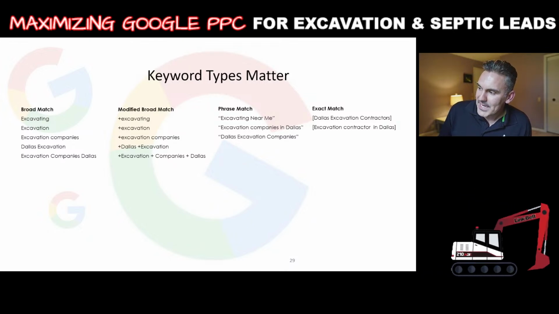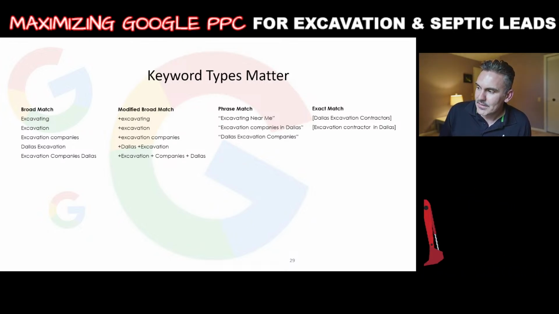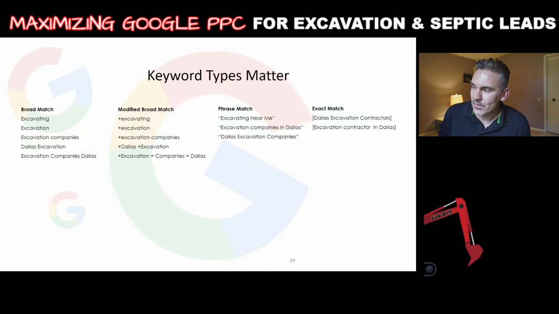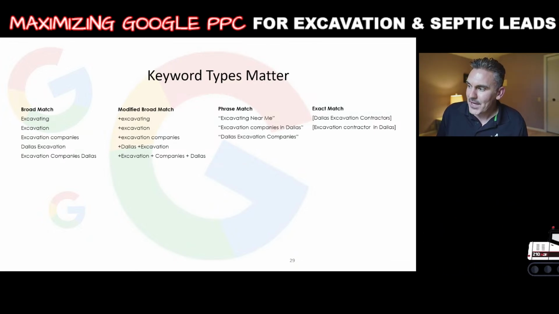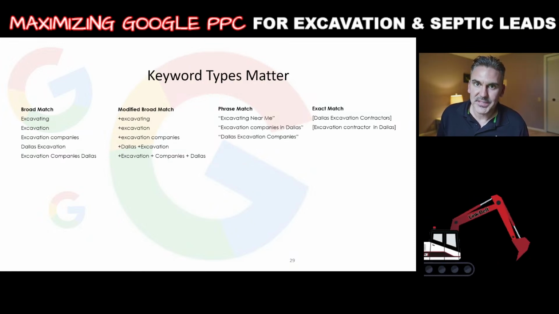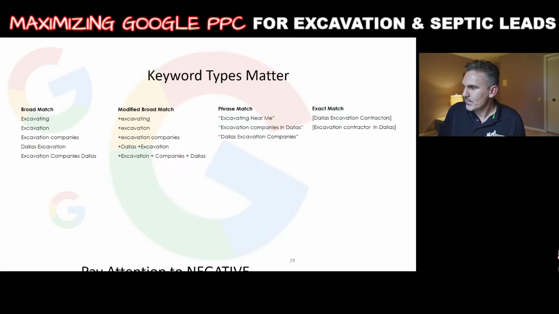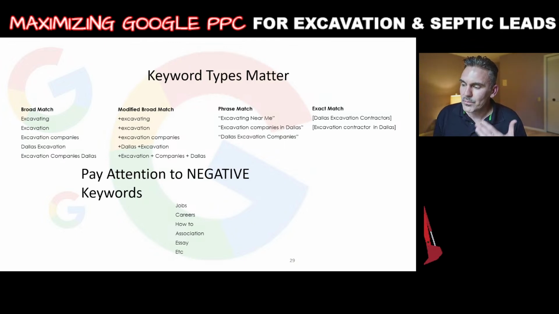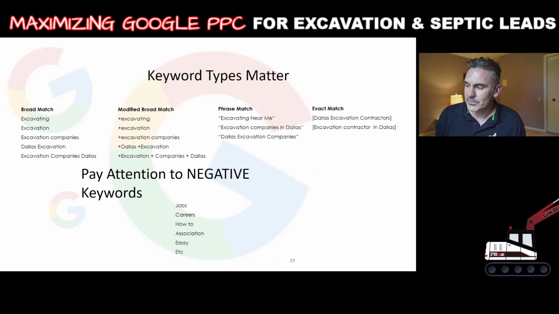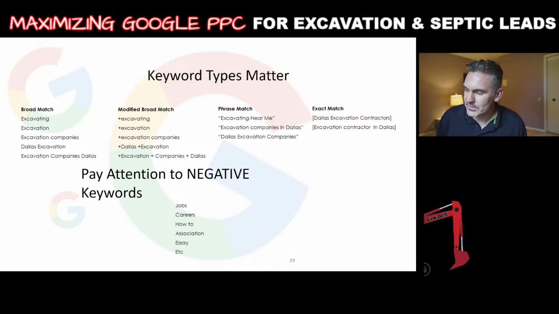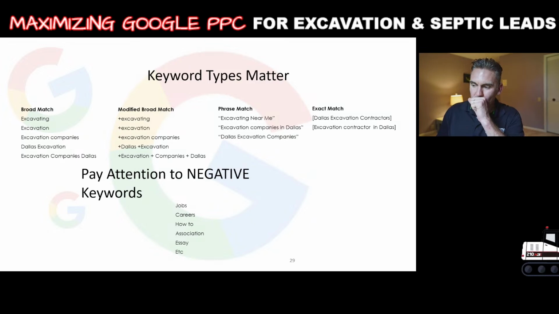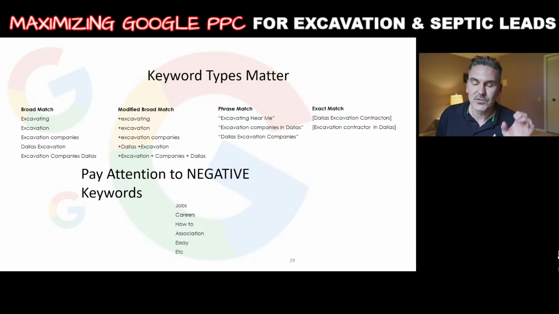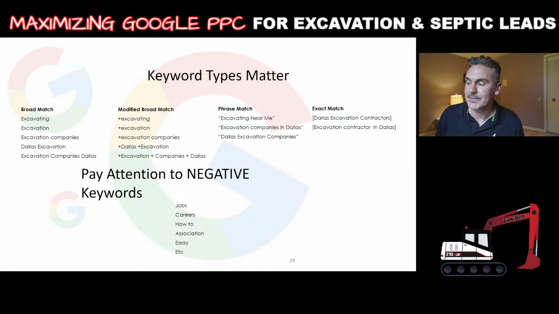Now, with phrase match, it says excavating near me. If someone were to type in find excavating near me, or if they talked into Siri and said, find excavating near me, your ad would still appear because it has that phrase, if that makes sense. And then here's how you prevent your ad from showing where you don't want it to. You can put in negative keywords like jobs, careers, how to, association, essay, etc. And if someone were to type in excavating jobs, your ad would not appear because you've added negative keywords to prevent that from happening.